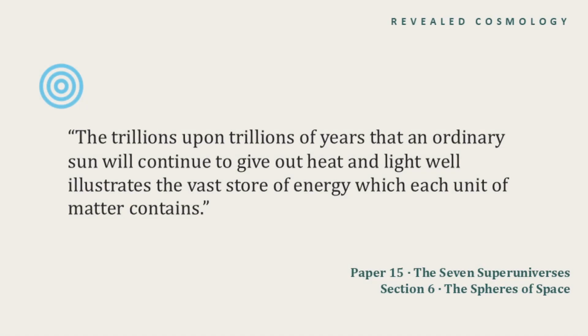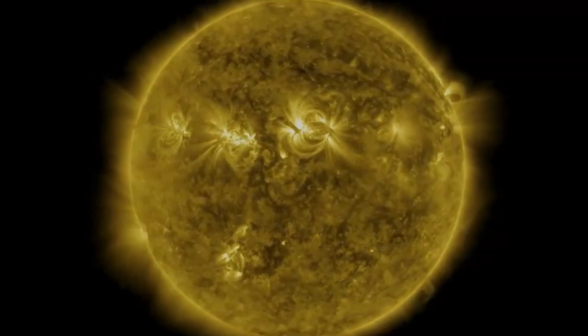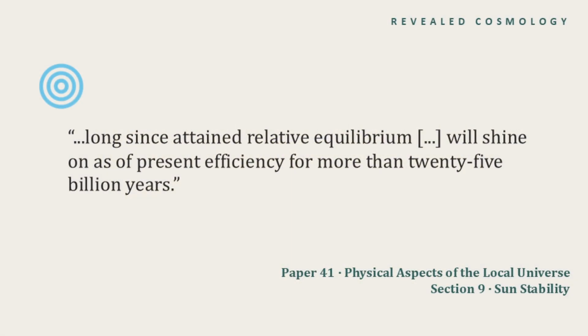The trillions upon trillions of years that an ordinary sun will continue to give out heat and light well illustrates the vast store of energy which each unit of matter contains. Our own sun, described as having long since attained relative equilibrium at 6 billion years of age, will shine on at present efficiency for more than 25 billion years.